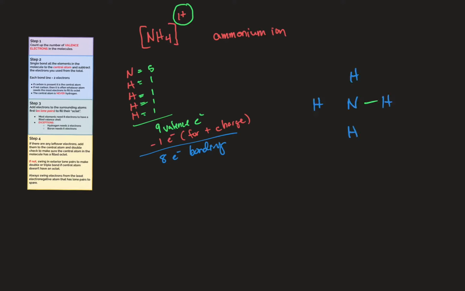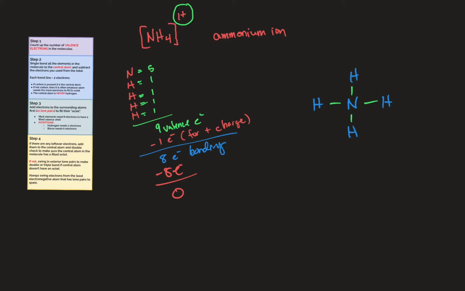We start by doing a single bonded structure with nitrogen in the center because nitrogen needs the most electrons and it can never be hydrogen in the center. Each of those 4 bonds has 2 electrons, so we deduct 8 electrons from the total. We have no electrons left, and now we have to check, does everything have an octet? Well, each hydrogen has 2, and the nitrogen has 8 because it has 4 bonds.